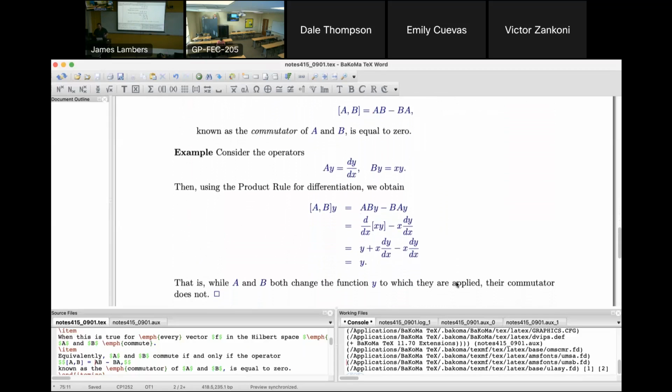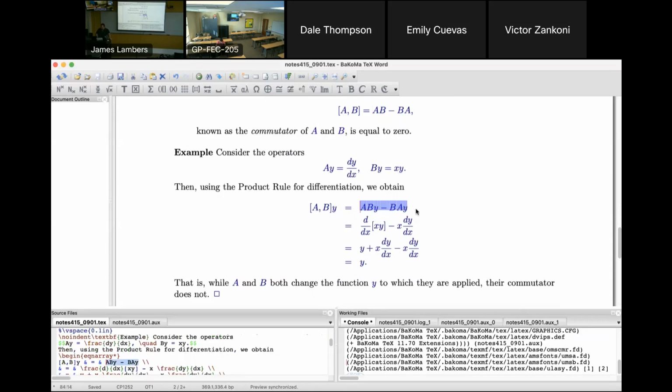Here's an example involving a commutator. So here's my operator A. It's just a differentiation operator, so Ay is dy dx. And then the operator B is defined by multiplication by x. So By is xy. So I can figure out what the commutator of A and B is.